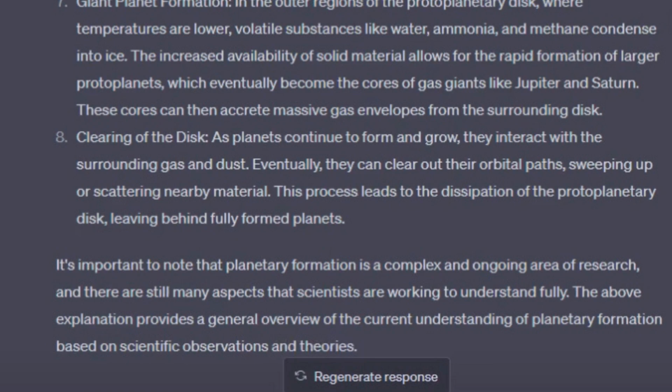It's important to note that planetary formation is a complex and ongoing area of research, and there are still many aspects that scientists are working to understand fully. The above explanation provides a general overview of the current understanding of planetary formation based on scientific observations and theories.